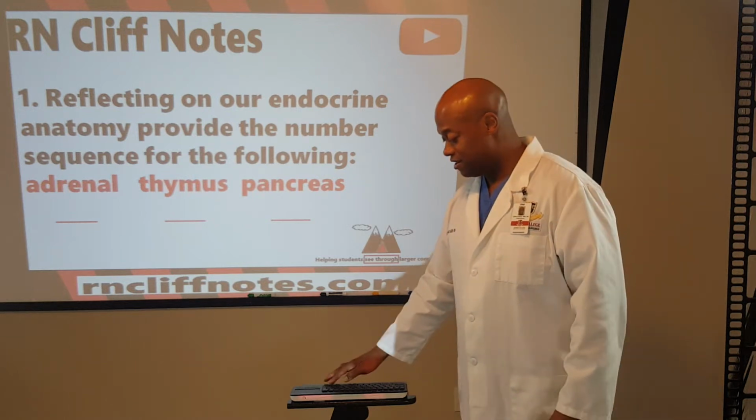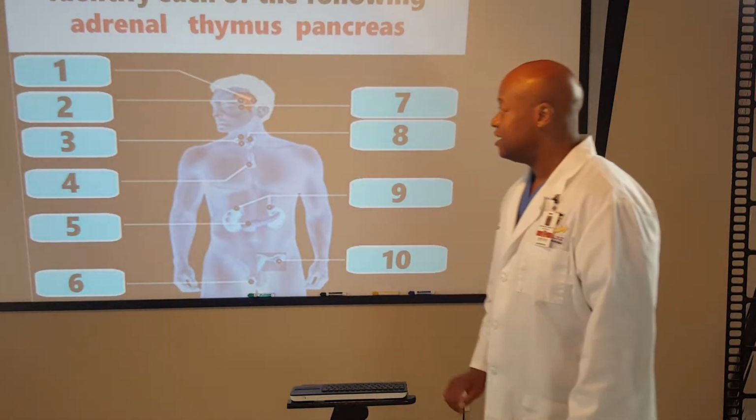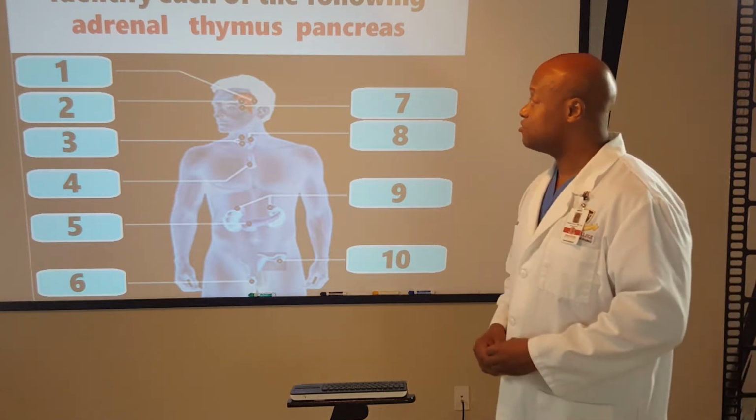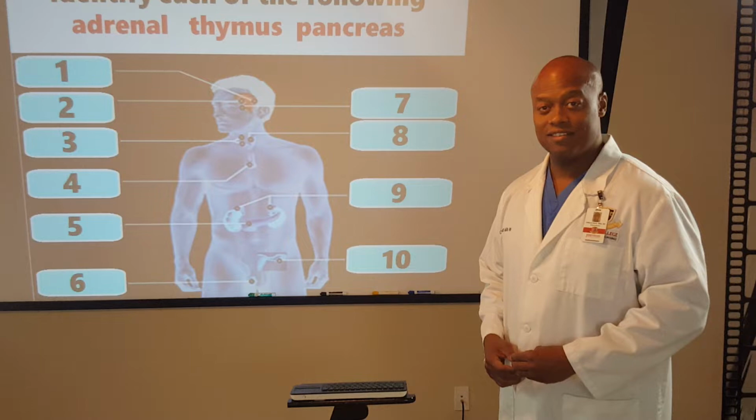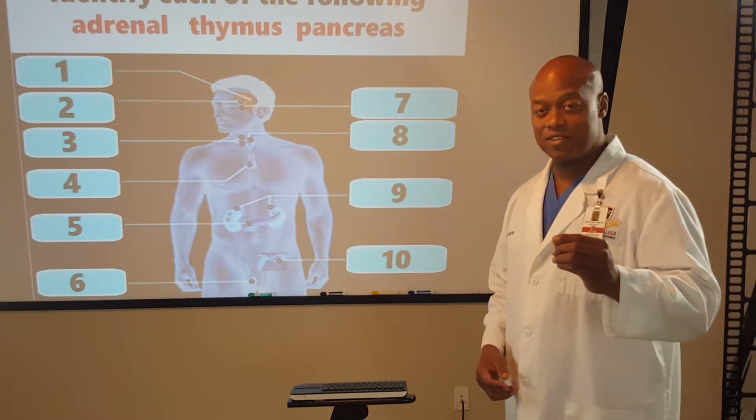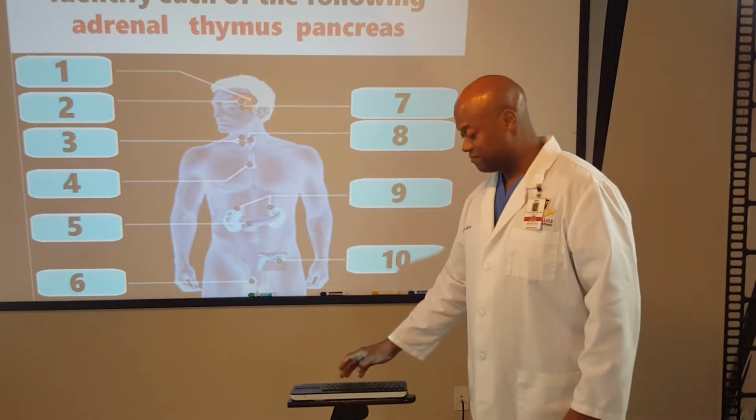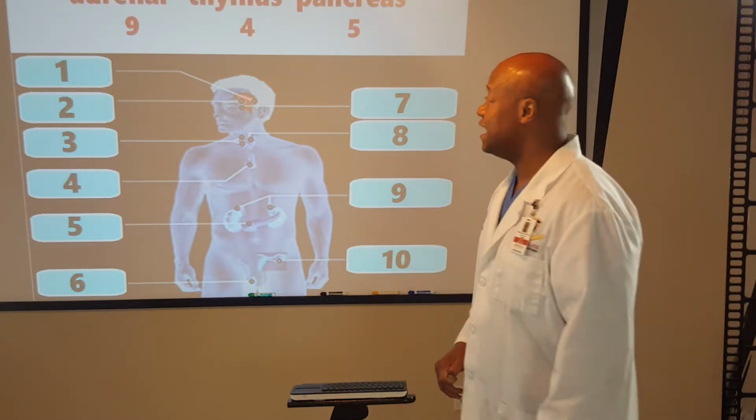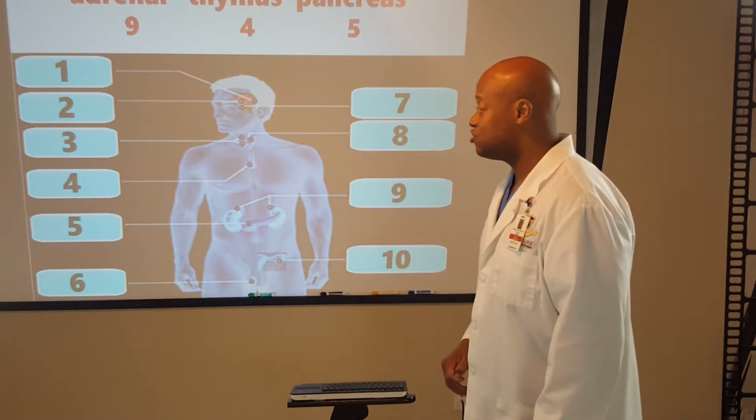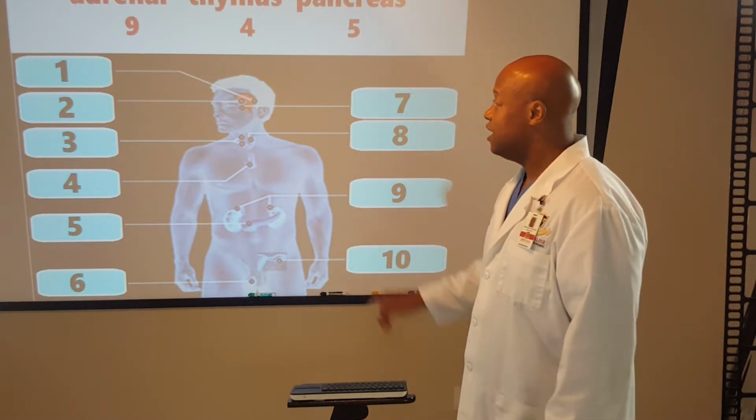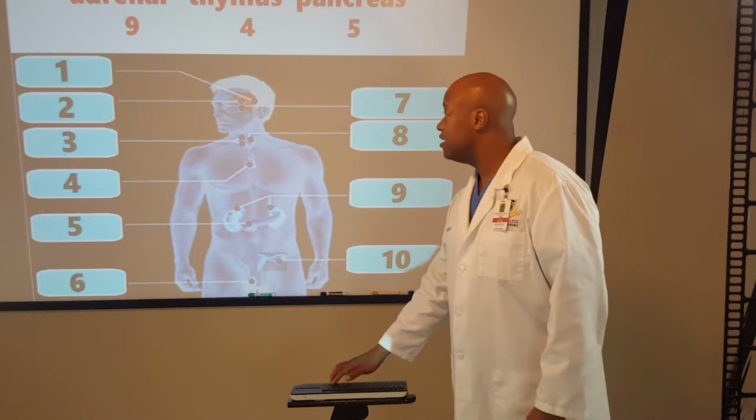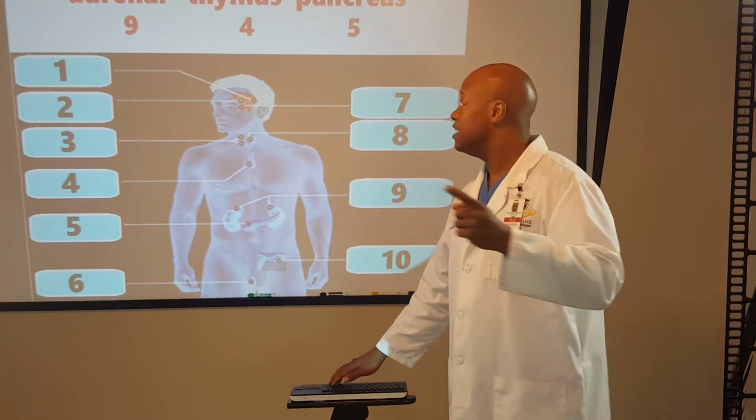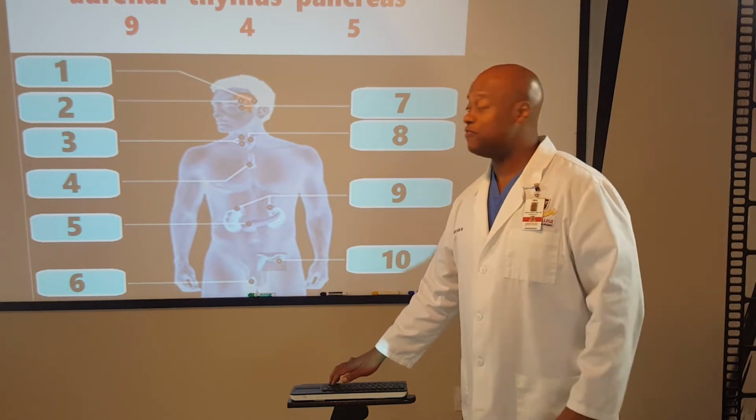All right, so here comes that picture. There we go. Again, identify each of the following: adrenal, thymus, and pancreas. Okay, pause if you need to. The code you should have come up with is 945. Structures 945. 9 would be the adrenal, 4 would be the thymus, not to be confused with the thyroid, right? And then the pancreas would be 5.